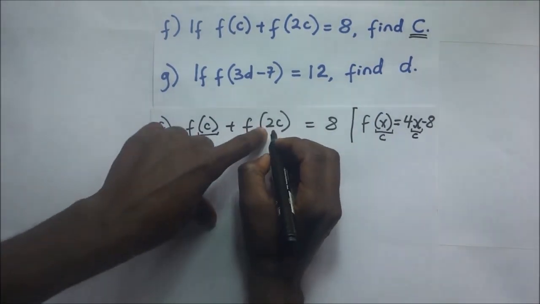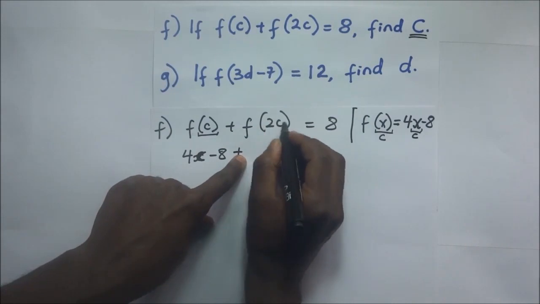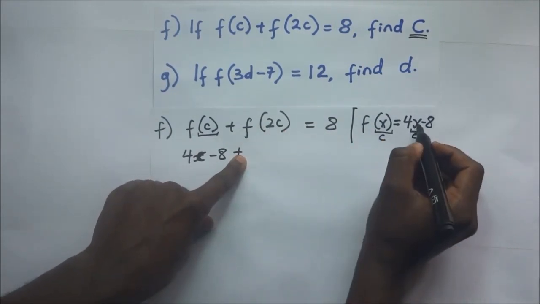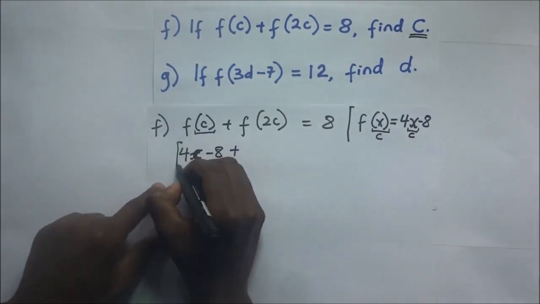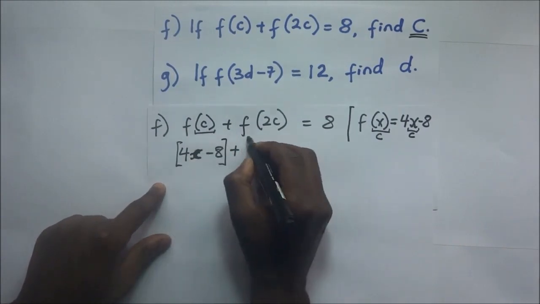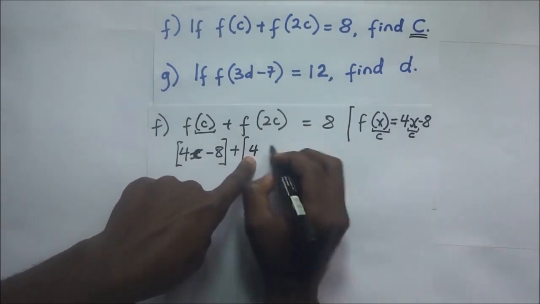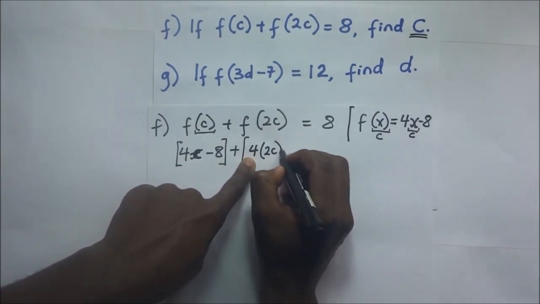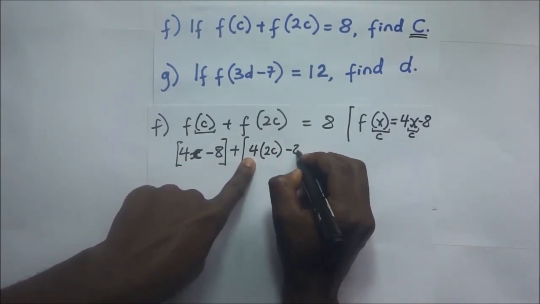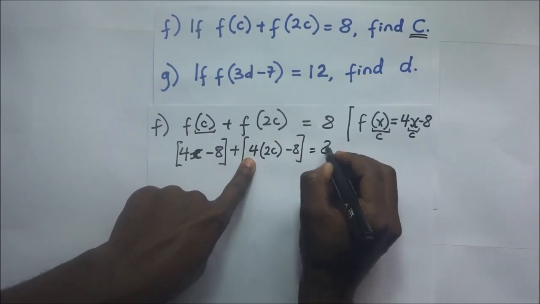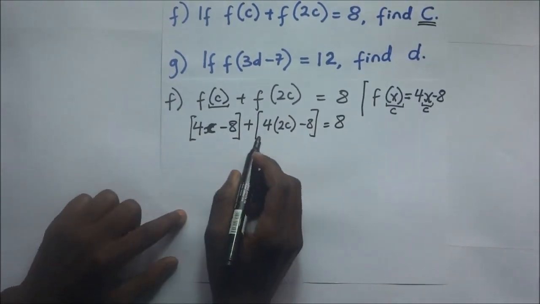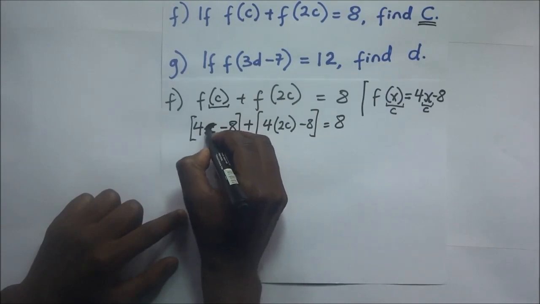plus, again, here this is f of x, our value of x is 2c, so in the place of x here we shall put 2c. This was an interpretation for f of c, plus, now this one is going to become 4 times x, our value of x is 2c, minus 8 is equal to 8. So we go ahead, simplify this expression and find the value of c.